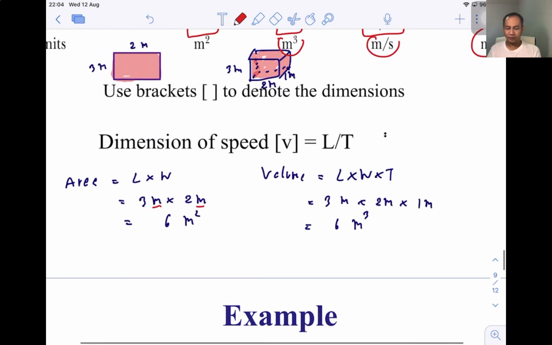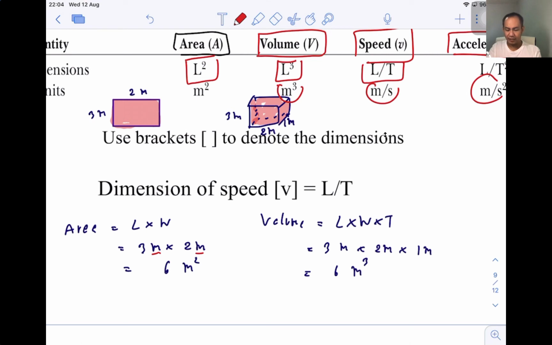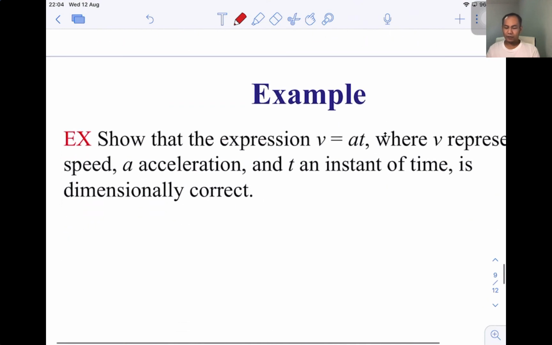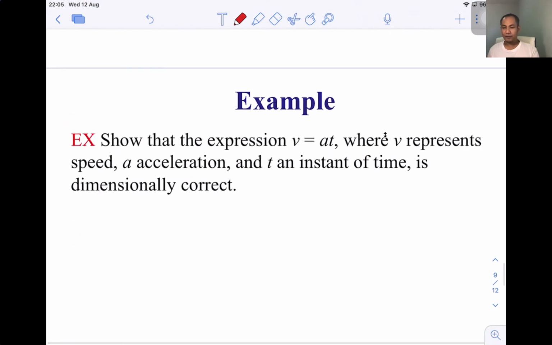Okay, so we use the bracket here to denote the dimensions. For example, the dimension of the speed. The dimension of the speed is L over T. Okay, L over T. The dimension of the speed. Okay. So here, if we want to understand the dimension, so we look at an example.